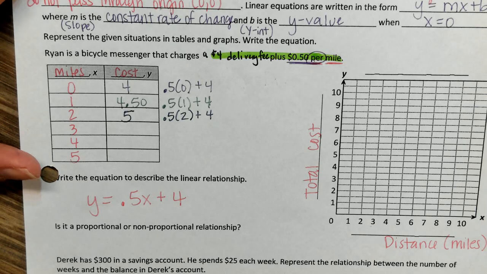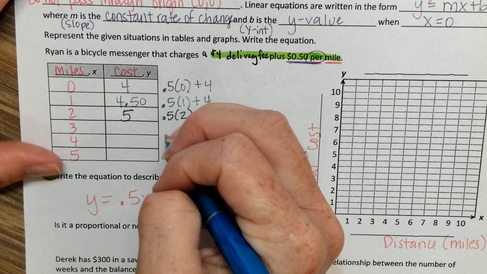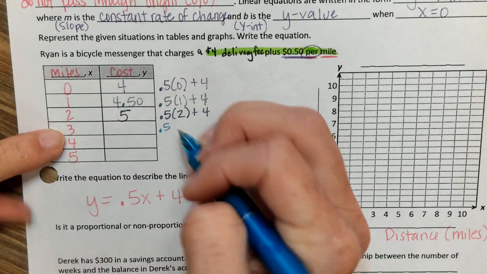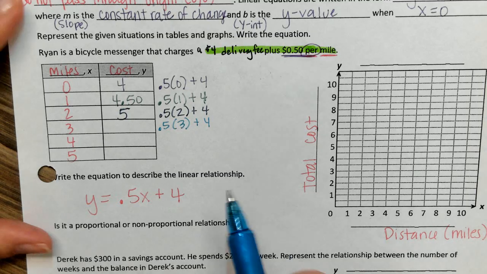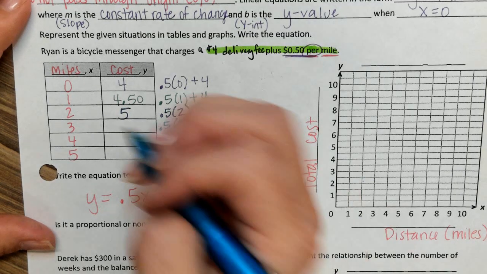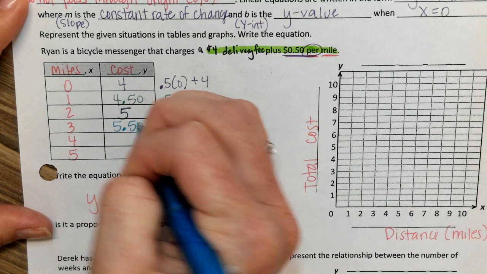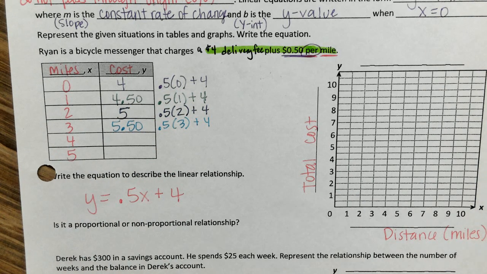What do y'all think the next one's going to be if we keep going? Probably $5.50, but let's check it out. 0.5 times 3 plus 4. Well, half of 3 is $1.50, and $1.50 plus 4 is $5.50. Are y'all seeing the pattern?